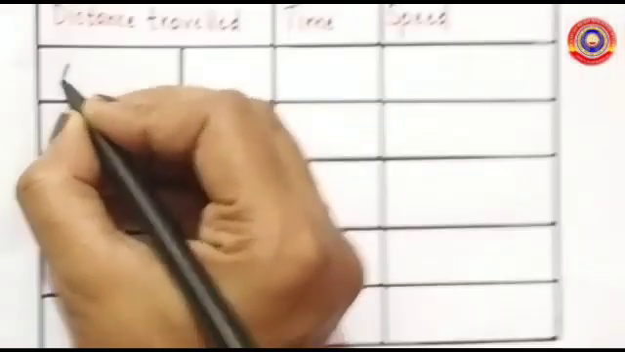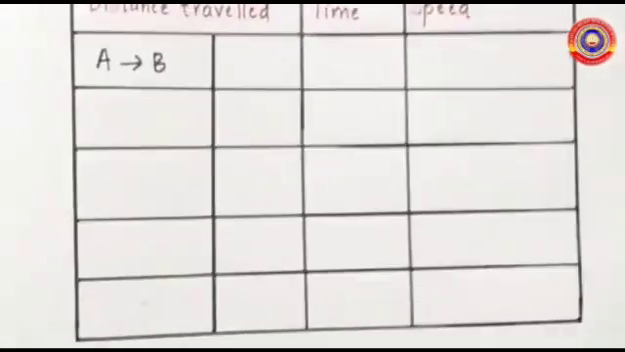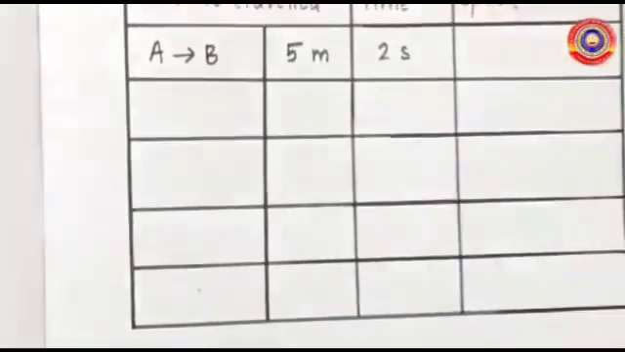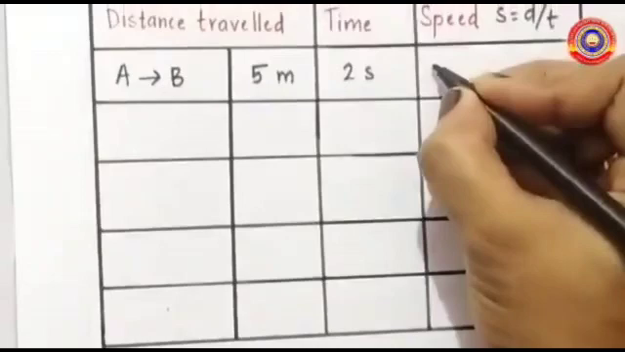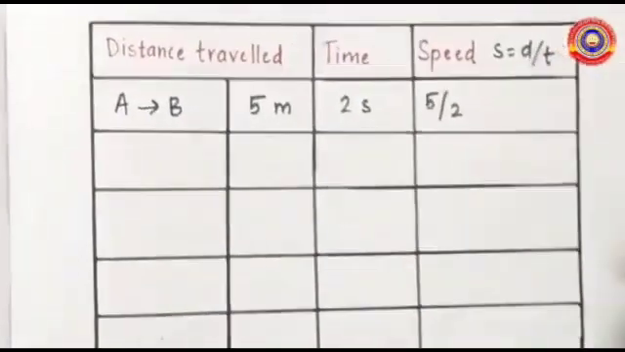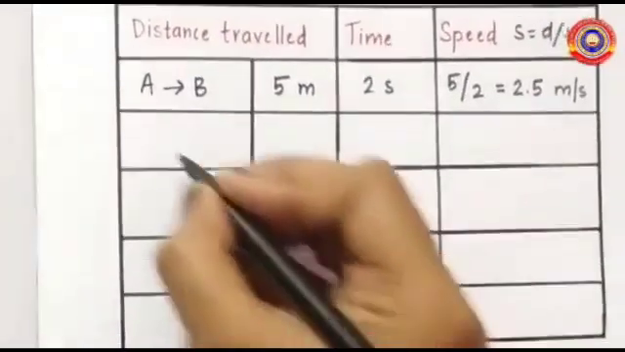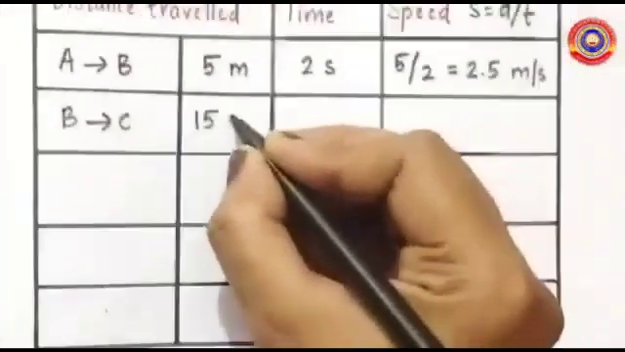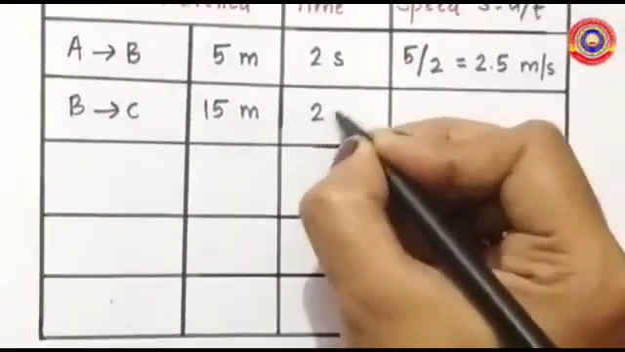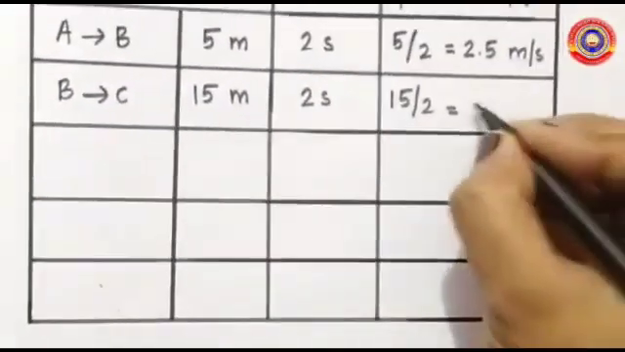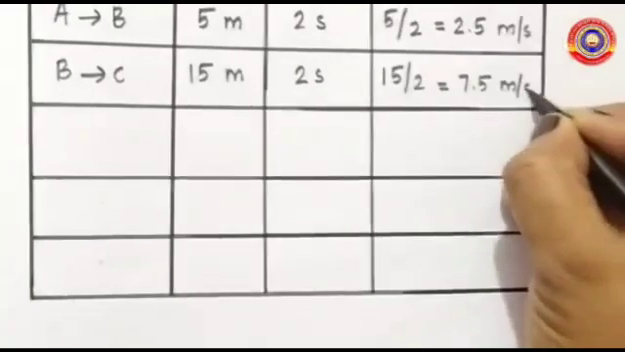Let's find out the speed from A to B. The distance covered is 5 meters and the time taken for that is 2 seconds. So the speed equals distance divided by time, that is 5 divided by 2, that is equal to 2.5. The unit here is meter per second. So 2.5 meter per second. Next is B to C. The distance covered from B to C is 15 meters and the time taken is 2 seconds. So the speed equals 15 divided by 2, that is equal to 7.5 meter per second.